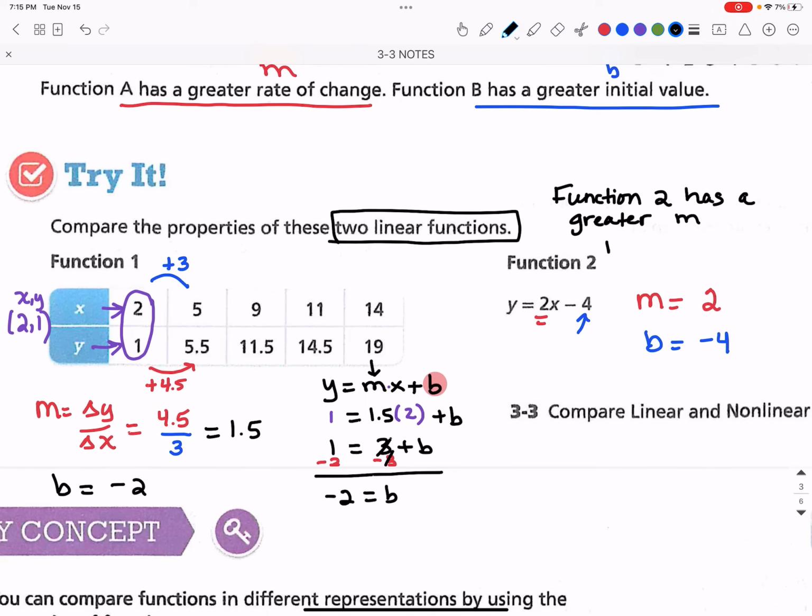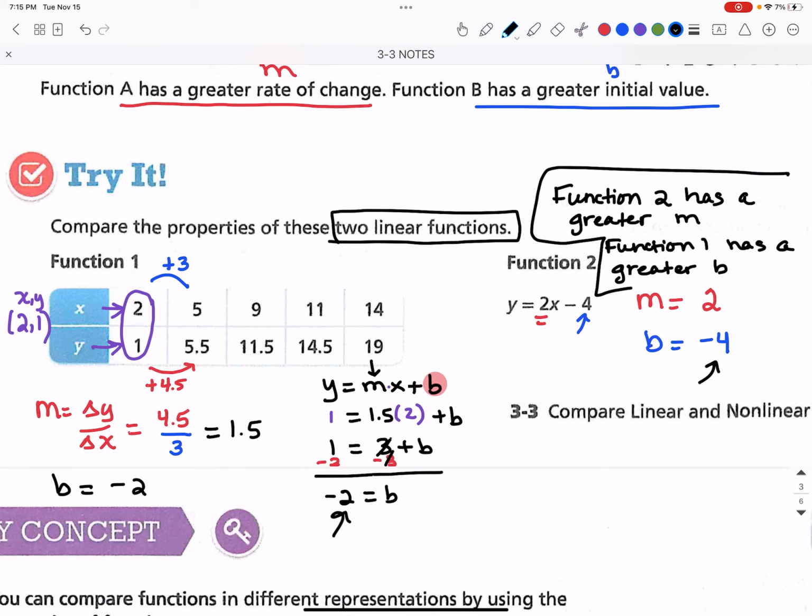That means that function 1 has a greater b, and again, I'm just going to put b for shorthand, but we know that b means initial value, because the b was negative 2, which is greater than the negative 4 of function 2. So this would be my answer, right? If I'm comparing these two linear functions, I'm going to compare the m and compare the b and say who has the greater, okay?